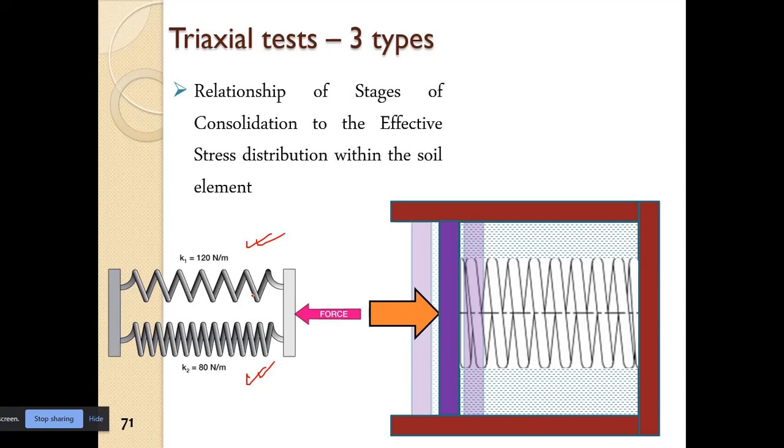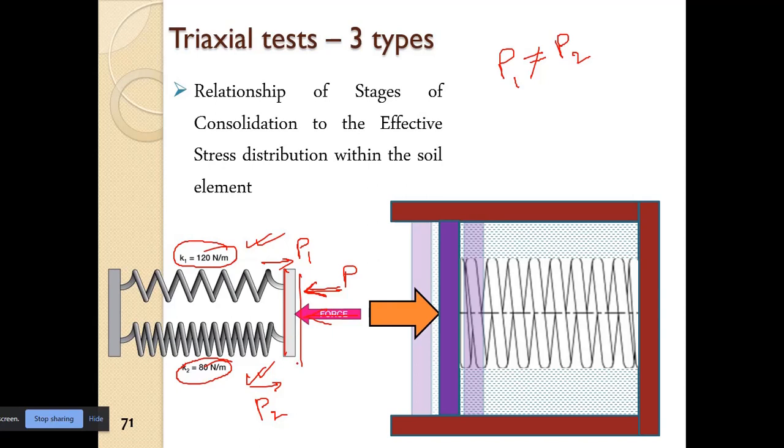If we observe these two springs and apply a force P, there will be a force P1 in this spring and a force P2 in this spring, and obviously we can observe that P1 is not equal to P2, because the spring constant of this spring is higher and the spring constant of the other spring is lower, right? The deflection of both springs will be the same.